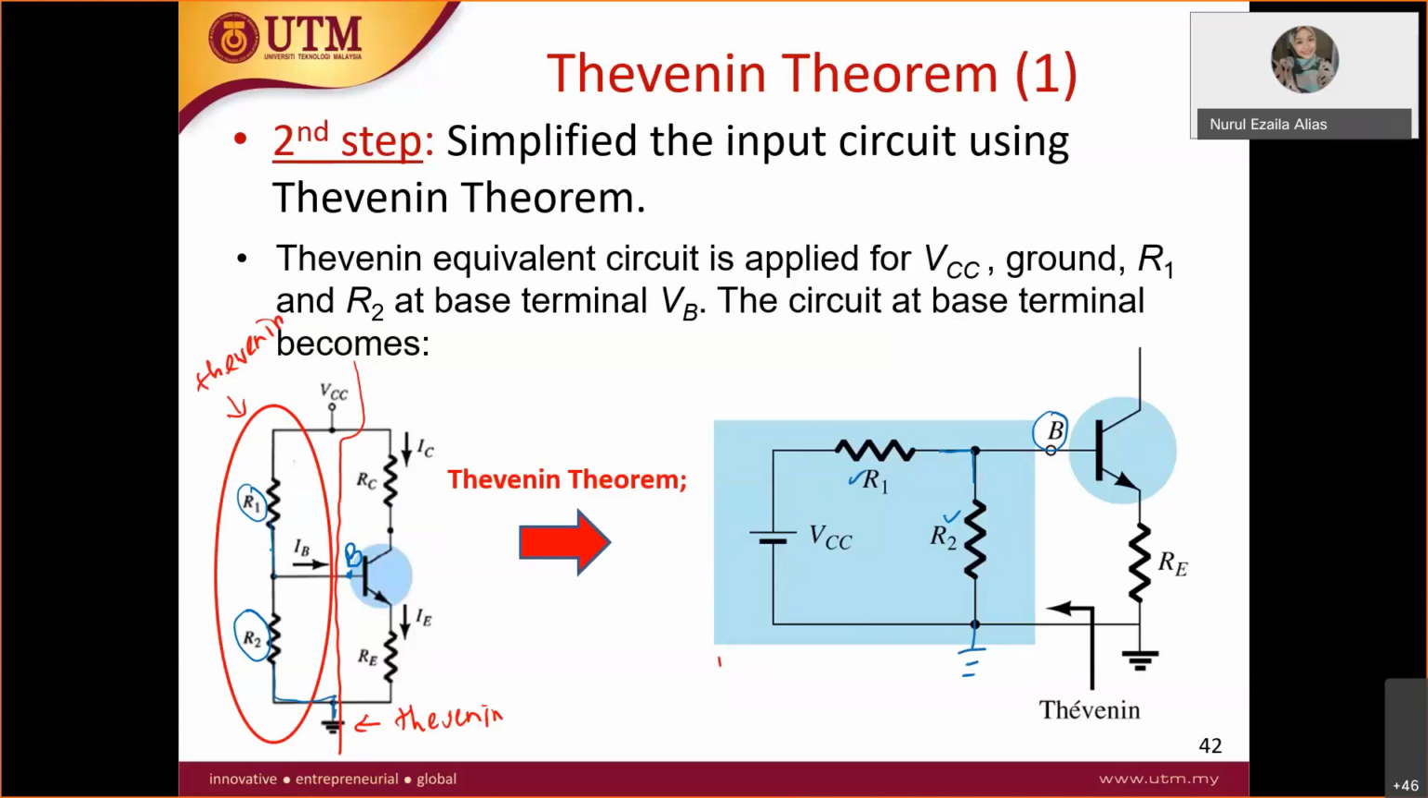Okay, so R2 again goes to R1. Where does R1 go? Another terminal of R1 will go to the plus VCC. And where does the negative of the VCC go? Of course, it will go to the ground. So that's how they simplify the part of R1 and R2 here.